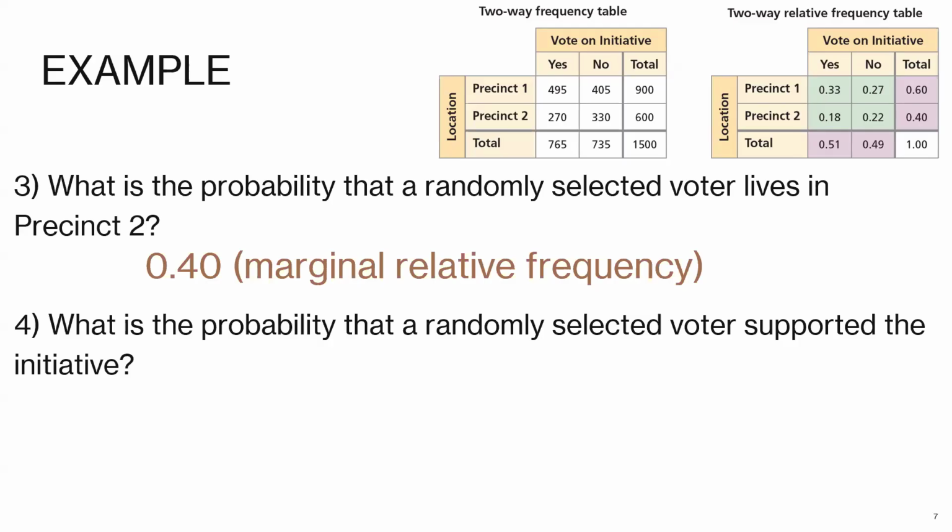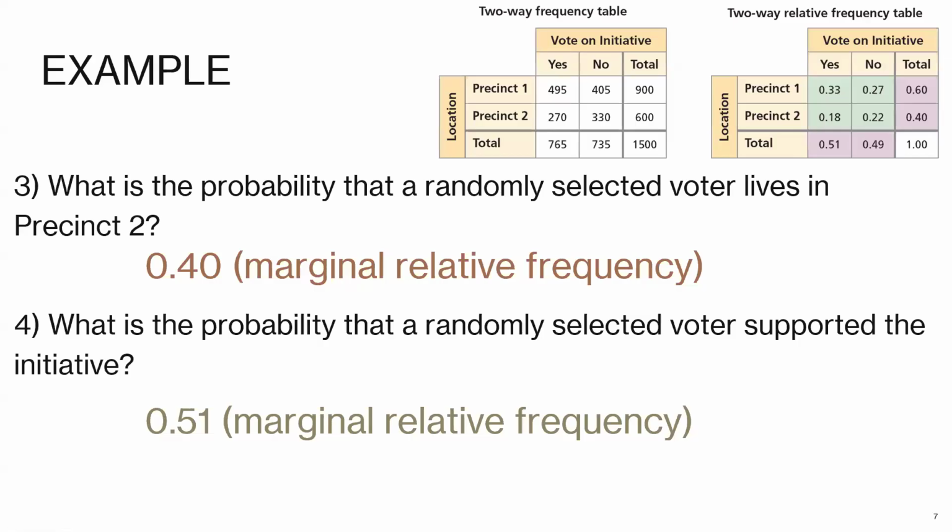What is the probability that a randomly selected voter supported the initiative, no matter where they came from, precinct 1 or 2? So I look at the first column. The bottom of the yes column is 0.51 because I added the yeses from precinct 1 and the yeses from precinct 2 and got 0.51. That's another example of a marginal relative frequency.